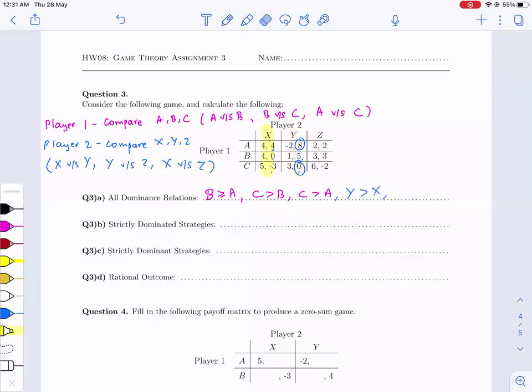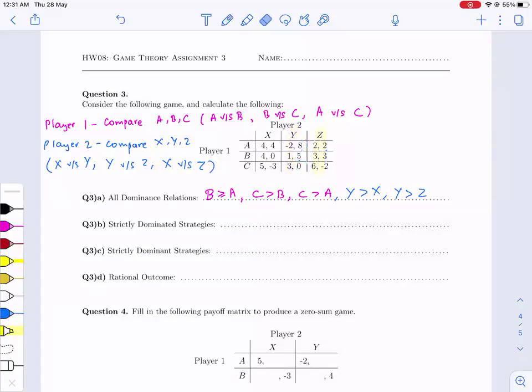Now let's compare Y and Z. Again, you compare the payoffs for player 2. So compare the second numbers in these boxes. Between 8 and 2, 8 is bigger. Between 5 and 3, 5 is bigger. And between 0 and -2, 0 is bigger. So again, Y strictly dominates Z.